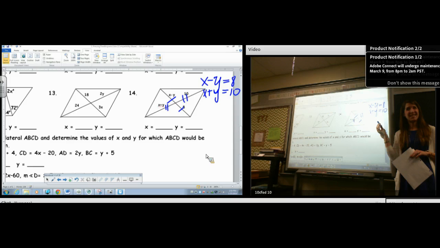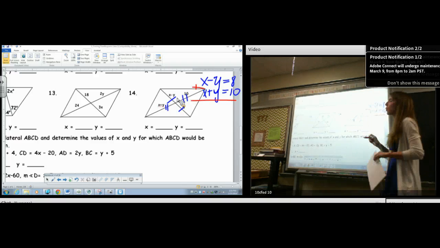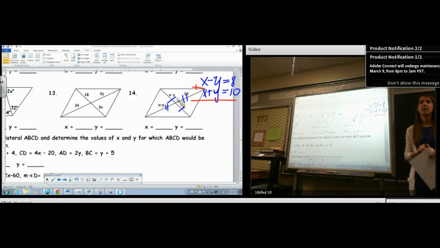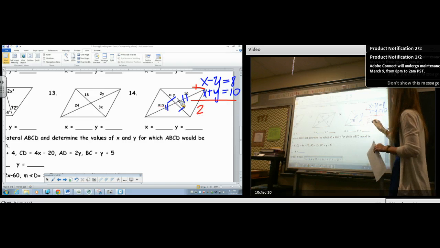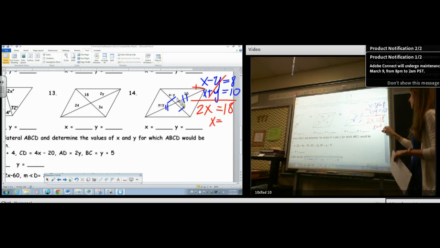This one is as nice as it gets. We might give you one harder than this. But this one cannot get any nicer at all whatsoever. Let's add them together. Why in the world would we add those together? They're eliminating. We want to eliminate the letter y. X plus x. Don't say x squared. 2x. Y minus y, 0. 8 plus 10, 18. X is 9.